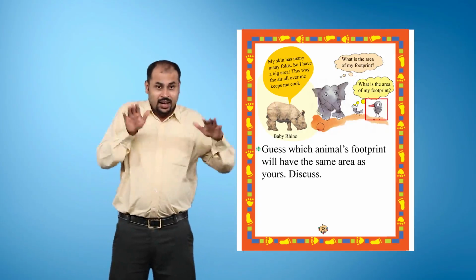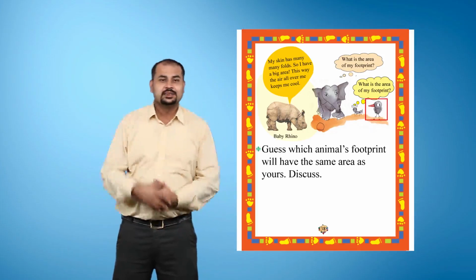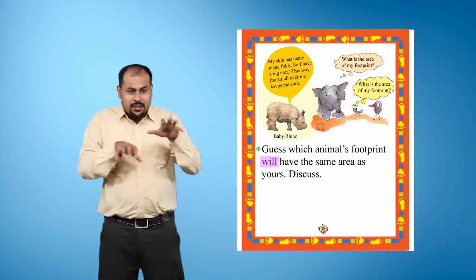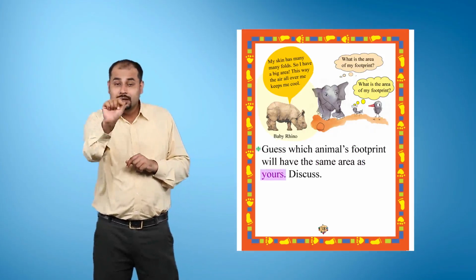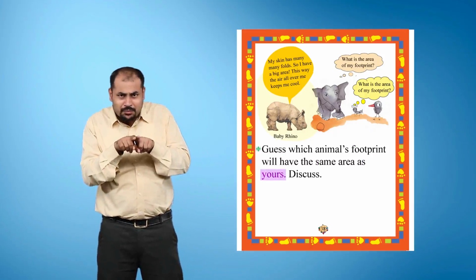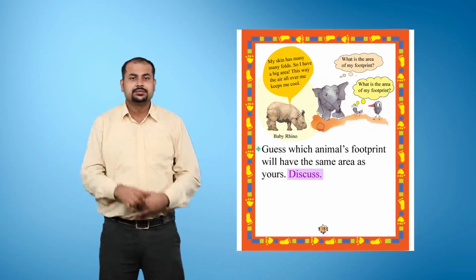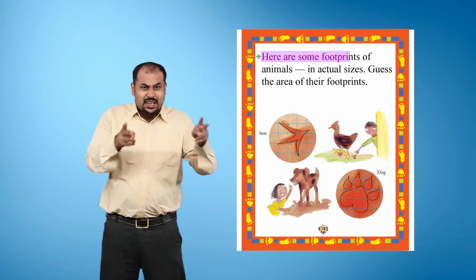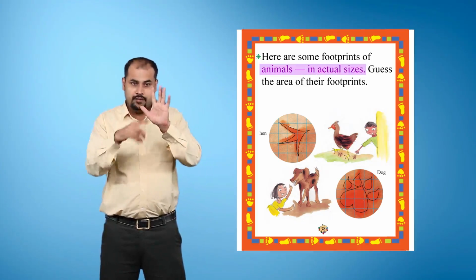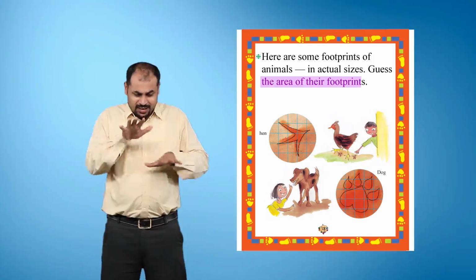A curious bird is looking at these animals on the right side. Guess which animal's footprint will have the same area as yours. Discuss. Here are some footprints of animals in actual sizes. Guess the area of their footprints.